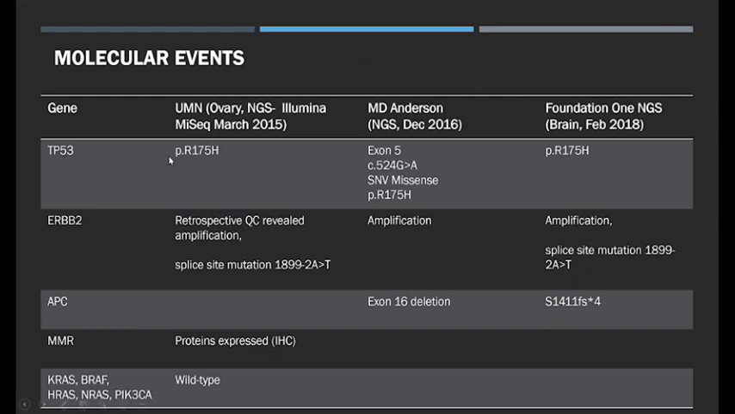MD Anderson showed the TP53, HER2 amplification, and an APC exon 16 downstream frameshift deletion. Foundation One showed TP53, ERBB2 amplification, the splice site mutation, and the APC frameshift exon 16 downstream deletion. So the ERBB2 amplification as well as the splice site mutation was present in the original tumor. It didn't come out of a selection process because of the multiple chemotherapy regimens that were tried for this patient.